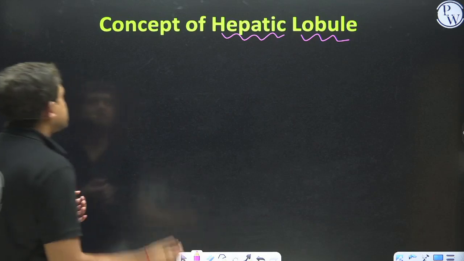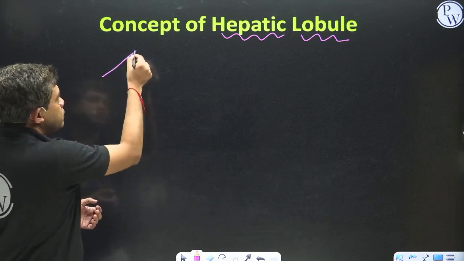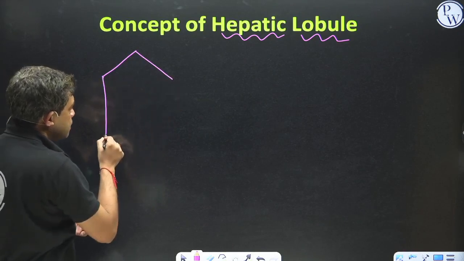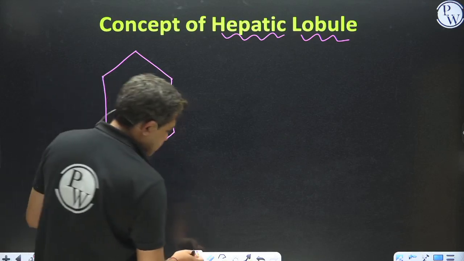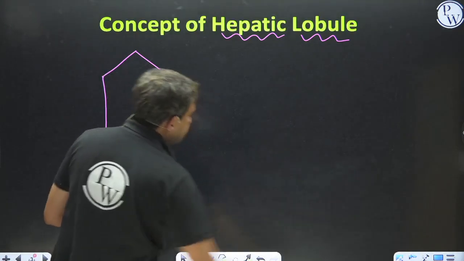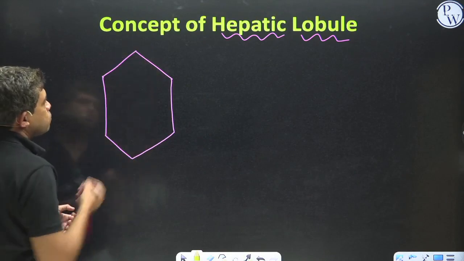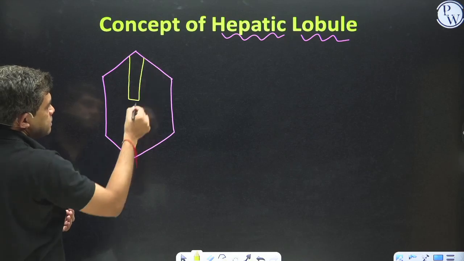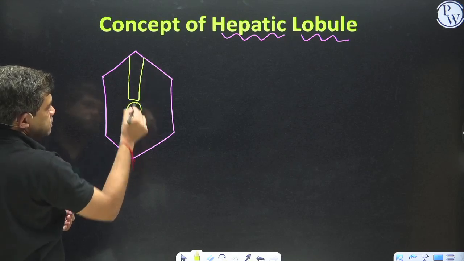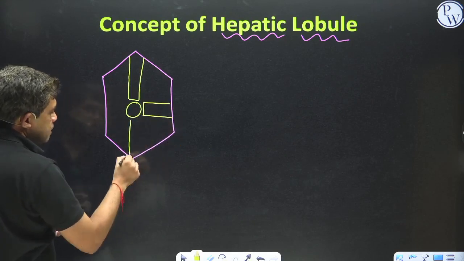So how does this look? It is hexagonal in nature. It looks like a hexagon, and inside there is a very good arrangement of what are called the hepatic cells. These are associated with the central vein, and these hepatic cells are arranged like a cord.